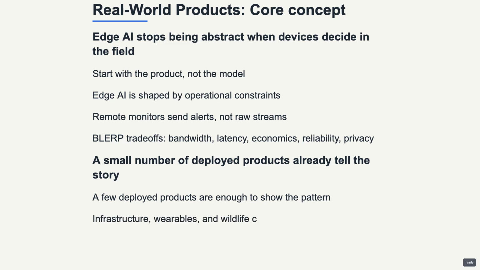A monitoring device on infrastructure, a wearable in hazardous work, and a wildlife tracking collar all solve different problems, but the mechanism is similar. Each one turns noisy input into a small decision near the source, because sending everything upstream would waste energy and delay the response.